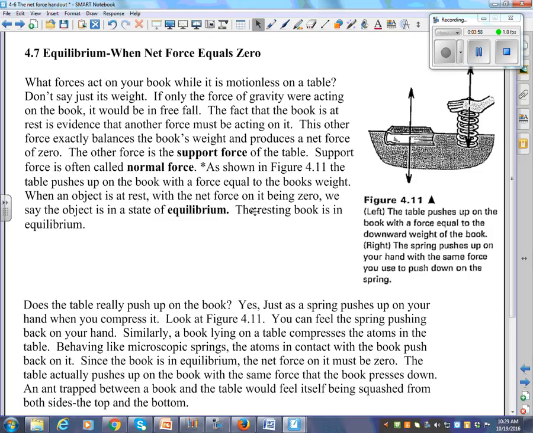When an object is at rest, when the net force on it is 0, we say the object is in a state of equilibrium.